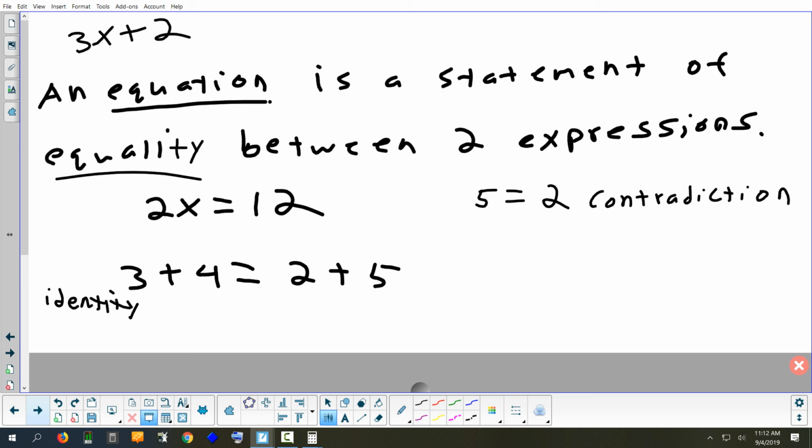An identity is an equation that's always true. You might be looking at it and say, well, yeah, it's just 7 equals 7. Obviously, it's true. But where you might see something like that is in Algebra 1, you could have a problem like this.